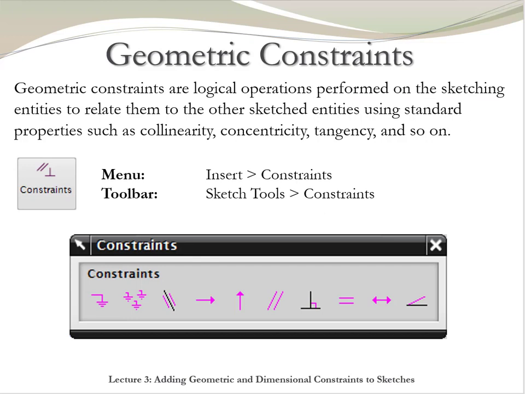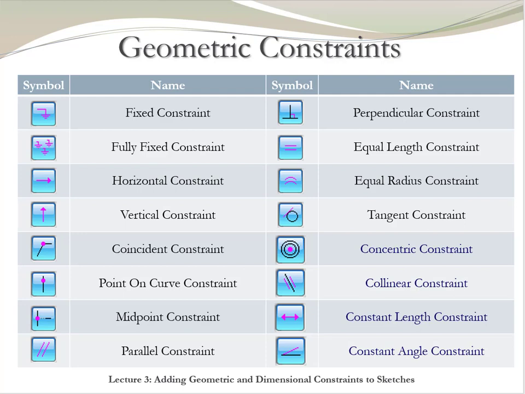We're now going to learn about geometrical constraints. These constraints allow the users to relate sketch entities using standard properties such as collinearity, concentricity, tangency, and many more. This is a list that shows the icons and the name of the geometrical constraints available in NX. For the time being, avoid using fix, fully fix, and point on curve. Now let's see how to use these geometrical constraints in NX.